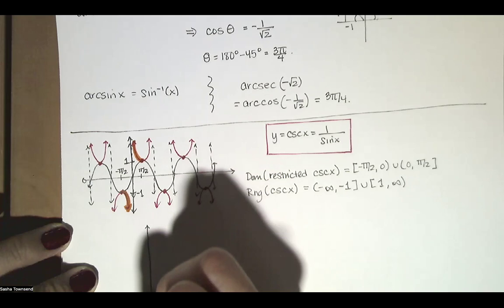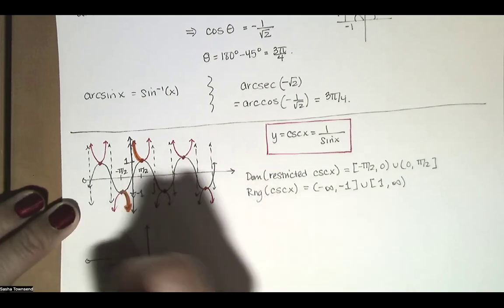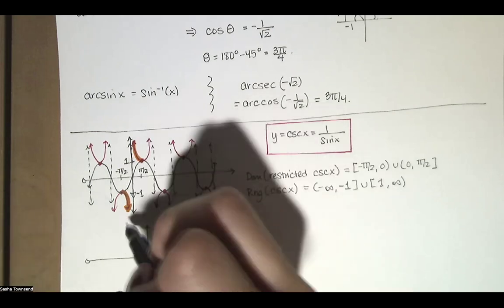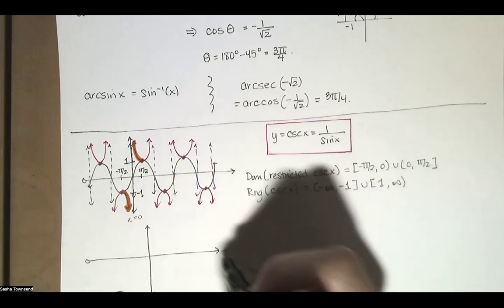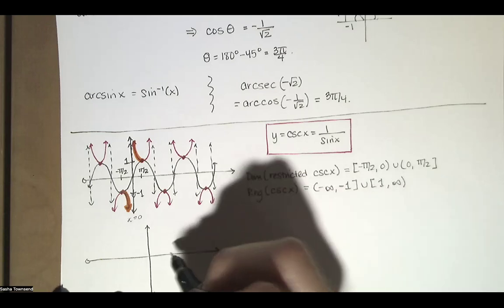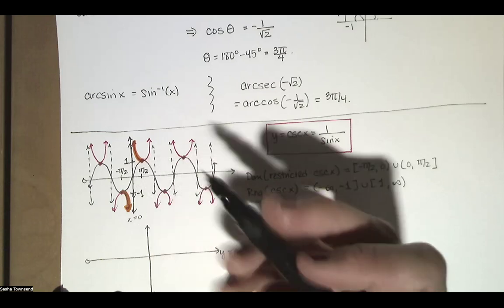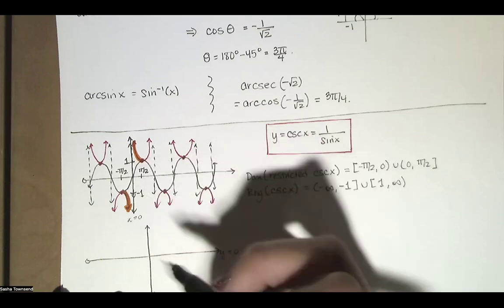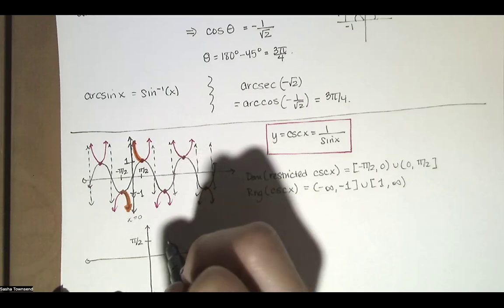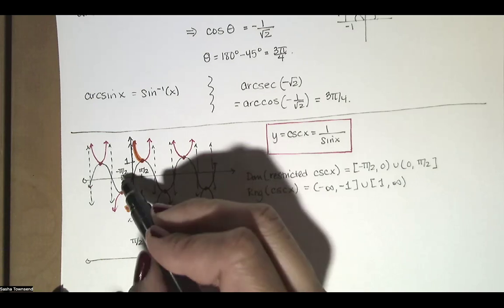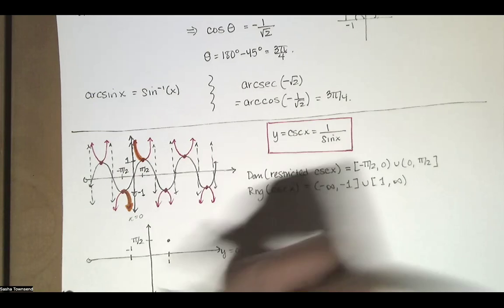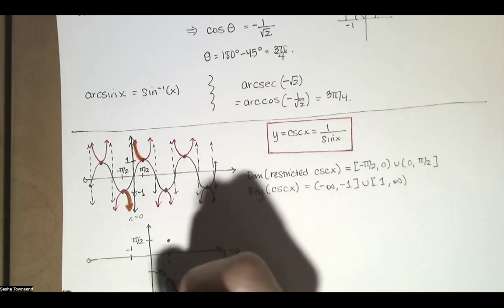Then switch the roles of x and y to come up with that cosecant graph. We see we've got a vertical asymptote at x equals 0. Now we'll have a horizontal asymptote at y equals 0. When x equals pi over 2, y equals 1. So when x equals 1, y will equal pi over 2. Here, when x equals negative pi over 2, y equals negative 1. So when x equals negative 1, y will equal negative pi over 2.